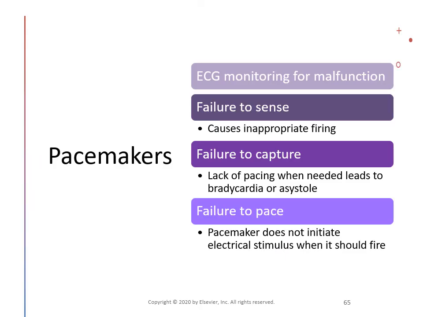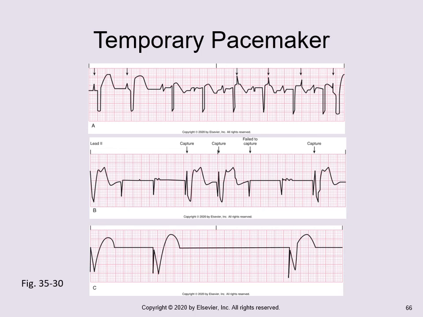Pacemakers can also run into problems. Some of the most significant are failure to sense and failure to capture. This is a graphic representation of all three of these events. A is failure to sense. What's going on here is that the pacemaker is failing to recognize the patient's own rhythm and is discharging when it should not. The arrows show the pacemaker discharging prior to the programmed rate.